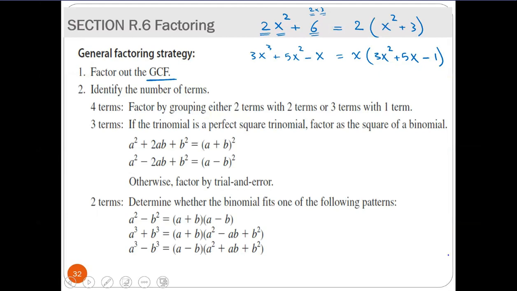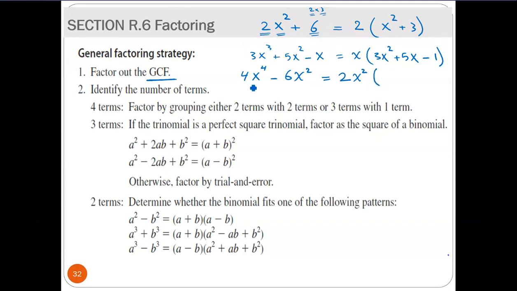Sometimes we can take the number with variable. Look at this. We have, for example, 4x to the power 4 minus 6x squared. So here the common factor equal what? From 4 and negative 6 we have 2, so we can take 2, and from x to the power 4 and x to the power 2 least exponent x squared.